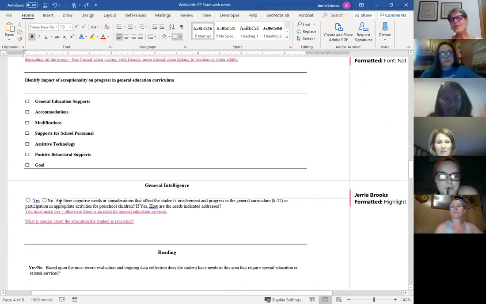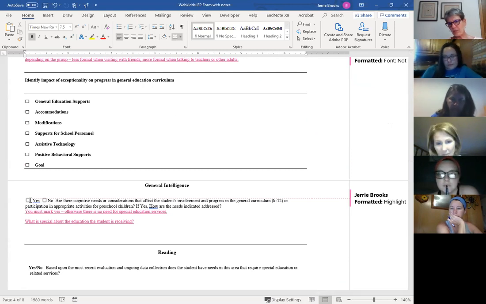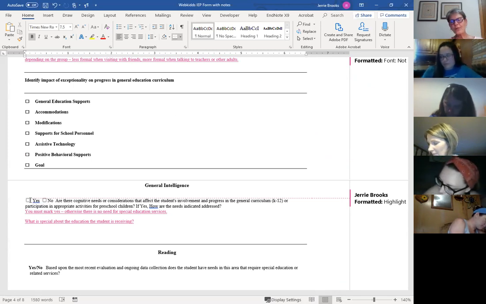Okay. So for general intelligence, this section changes from when you're doing an annual IEP to when it's a 3-year comp eval, like we were talking about earlier. When it's an annual IEP, first of all, you have to mark yes. Because if you don't mark yes for a high incidence kid, there is no reason to have an IEP, and they're not going to get services. They have to have cognitive needs in order to have a service.